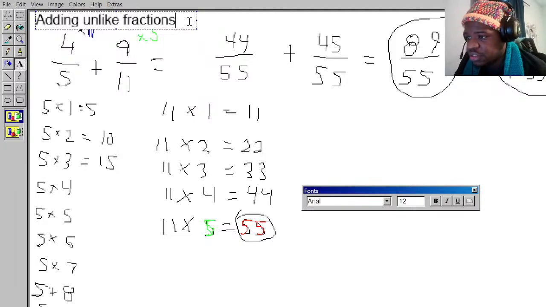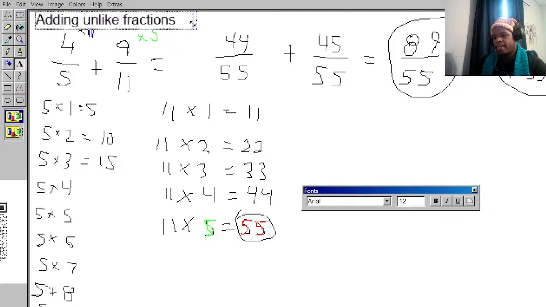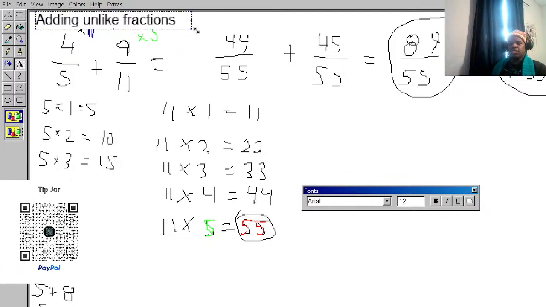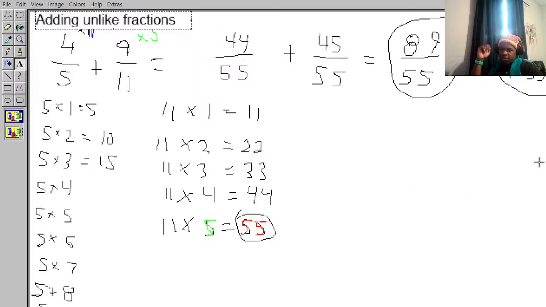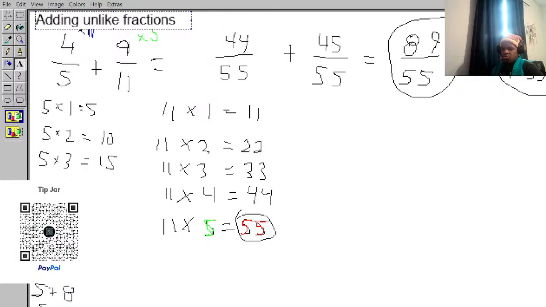Adding unlike fractions. So that's what we're doing, guys. And we could do subtraction if you guys want to do some subtraction. But we're doing adding unlike fractions. We did 4 over 5 plus 9 over 11, and that's pretty much my work. If you have any questions on how I got my answer, in improper fraction form it is 89 over 55, and as a mixed number, 1 and 34 over 55.